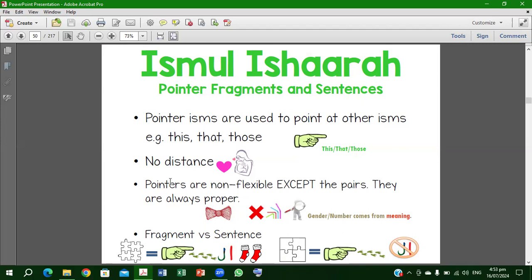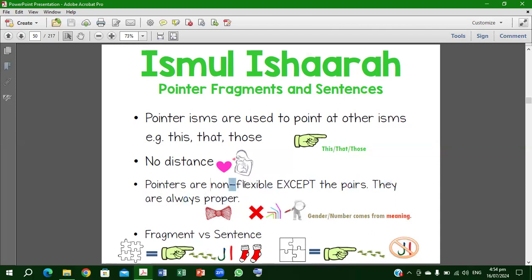Pointer isms are used to point to another ism. For example, it is said this, that, those in Arabic, hada, dhalika, dhanika. Inshallah, I'll show you the whole table. I said no distance is allowed. Pointers are non-flexible except the pairs. That I'll show you from the table, inshallah. They are always proper. This is an important point to remember. The pointers are always proper nouns, and they are not flexible.